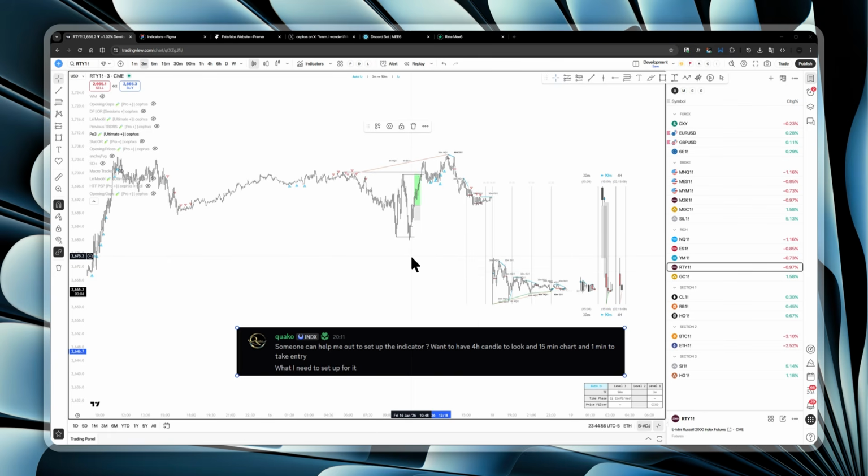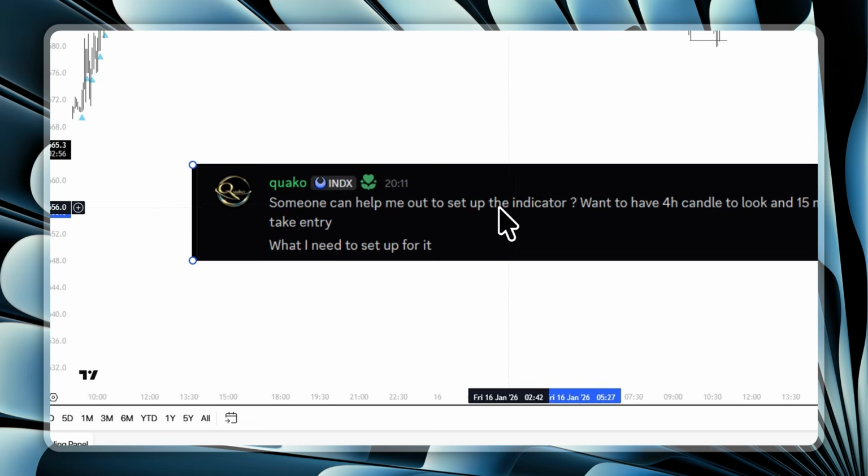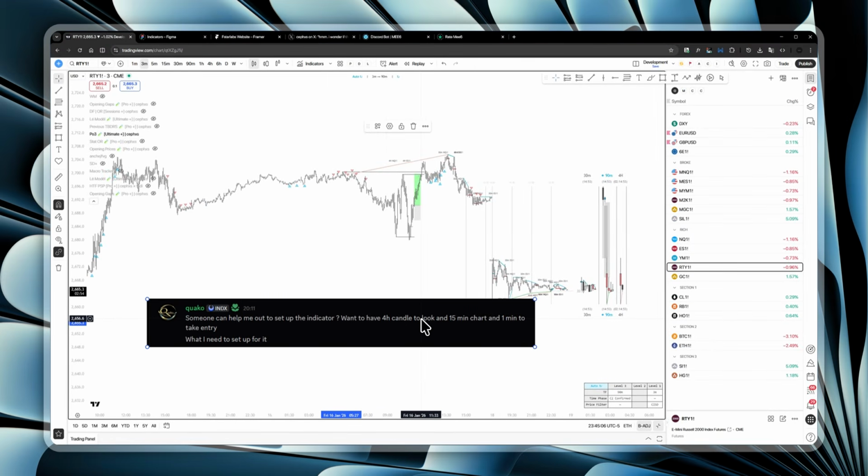So this is just going to be a little insight as to how I use this indicator. You can see here someone asked, "Can someone help me set up the indicator? I want to have the 4-hour candle to look, the 15-minute chart, and 1 minute to take entry. What do I need to set up for it?" So here's what you want to know, right?